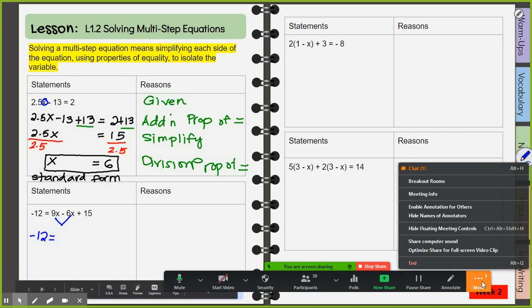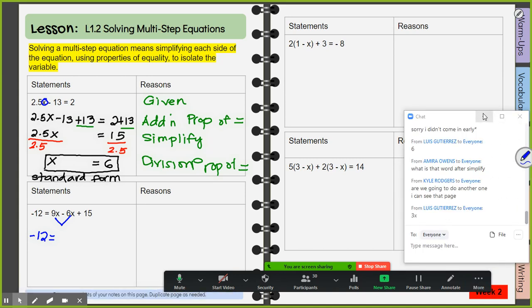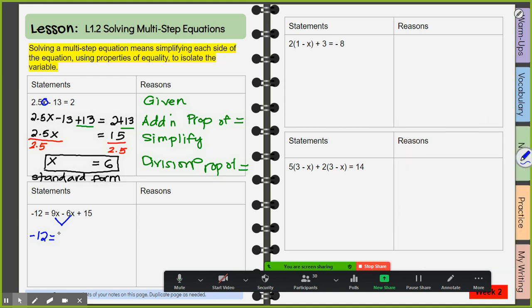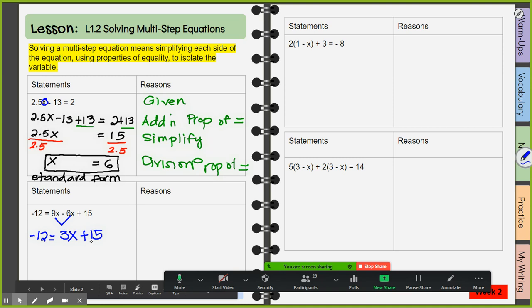Oh, did somebody get the answer already? 3x. Okay, Luis, do me a favor. Could you please unmute yourself and help me work on this one? Thank you. You were saying 3x. Let's start with that, and then we'll build up on what you said. So you said 3x here, right? Then what do I copy next? Okay, so I bring down 15. Then tell me how you're thinking about it, and I'll try to match what I should be doing, the fancier way to say it.